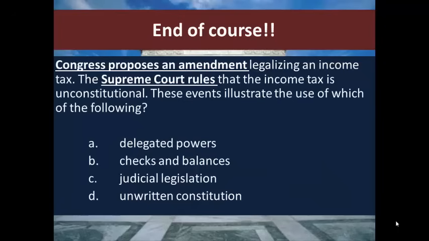So here's an example. Congress proposes an amendment. The Supreme Court rules that it's unconstitutional. What does this event illustrate? Checks and balances. All right, judicial review is the big check for the judicial branch.